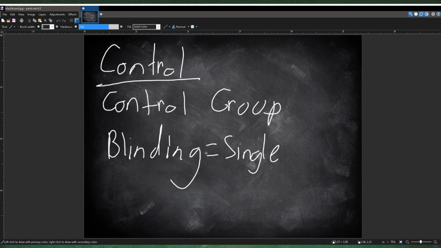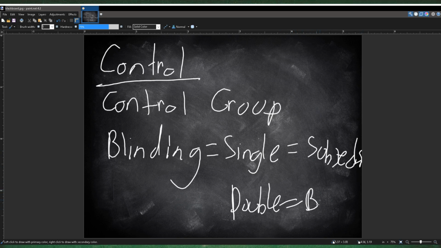And then there is a double blind. For single blind it's usually just the subjects. For double blind it is both, so it'll be the evaluators and the subjects. So you, as the researcher, don't tell the evaluators and the subjects which one they took.